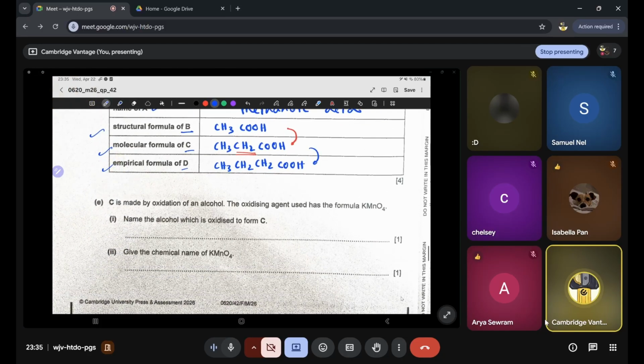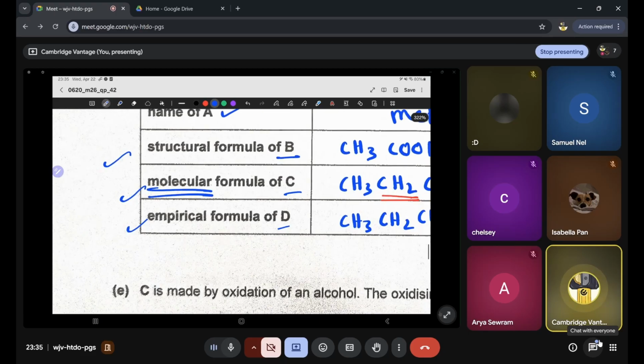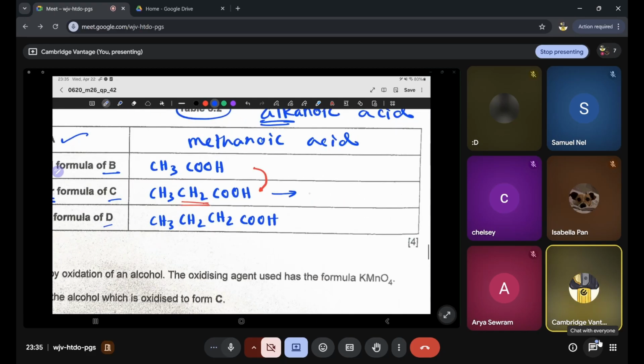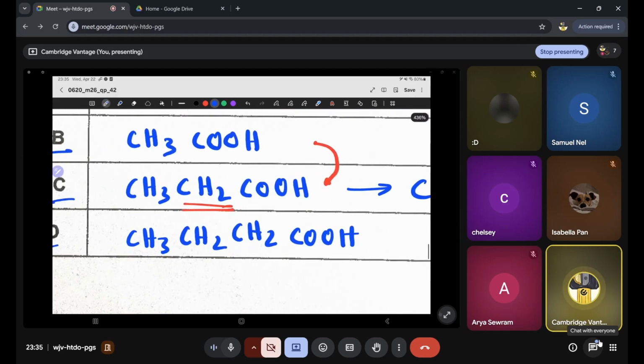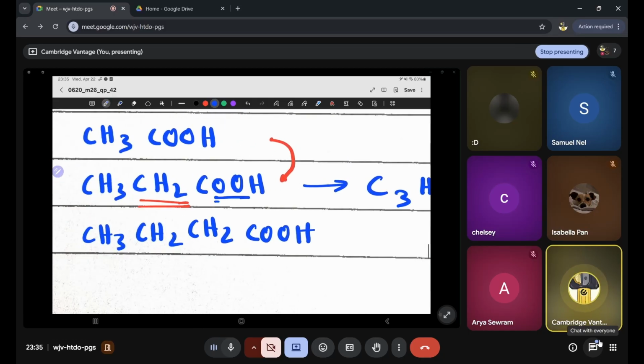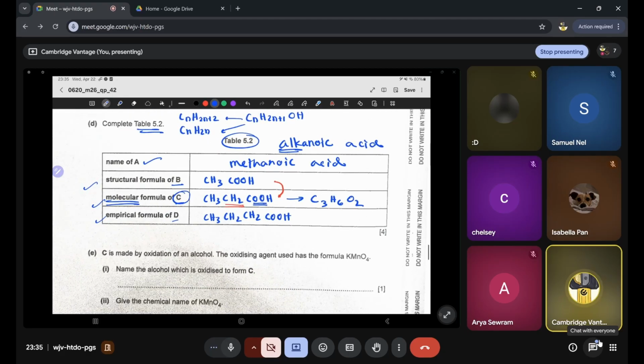All right, let's move on to the next question. Is it not asking for molecular and empirical formula? Oh, right, right. Good thing, Liat. It did ask for molecular. So if we just quickly do the molecular formula, apologies for the error, C3 and the number of hydrogen, 3, 2, and 1. So 6 hydrogen, and O2. So this would be the molecular formula of C. That is an important thing.